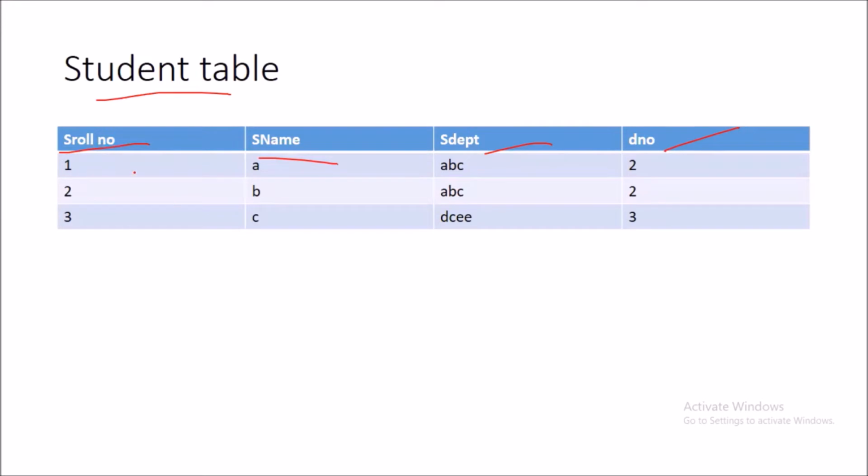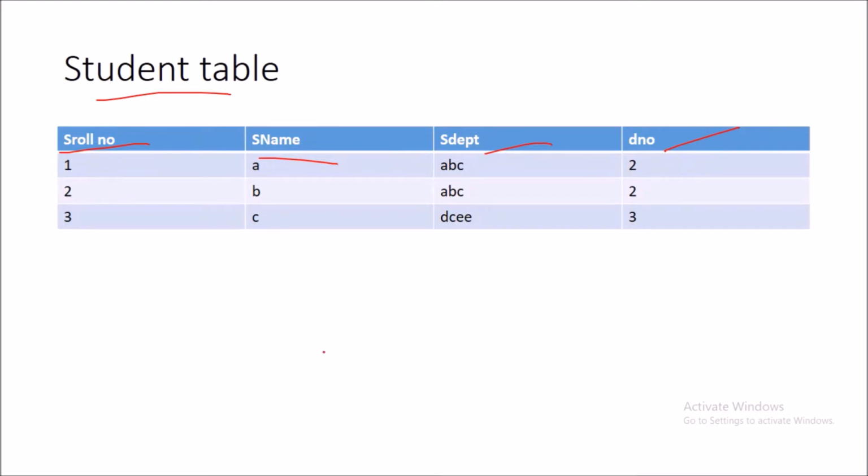So here each row in a table is called tuple. A row contains all information about the instance of the object. So here you can see the first row contains the information of student A. His roll number is 1. His department is ABC and his department number is 2. And here these attributes, roll number, name, department, and department number are attributes which define the table or relation. The value of the attribute should be from the same domain.